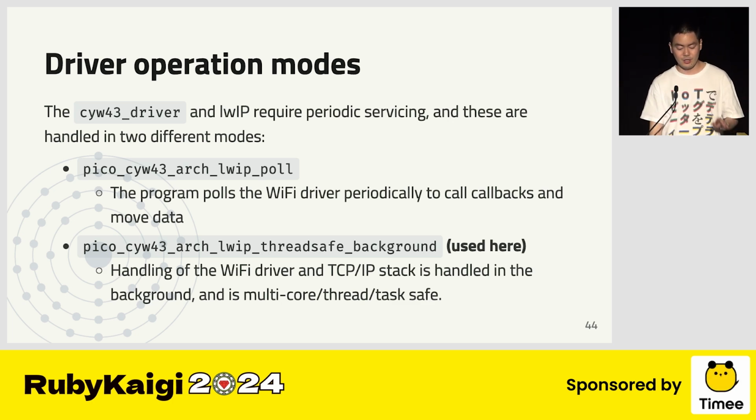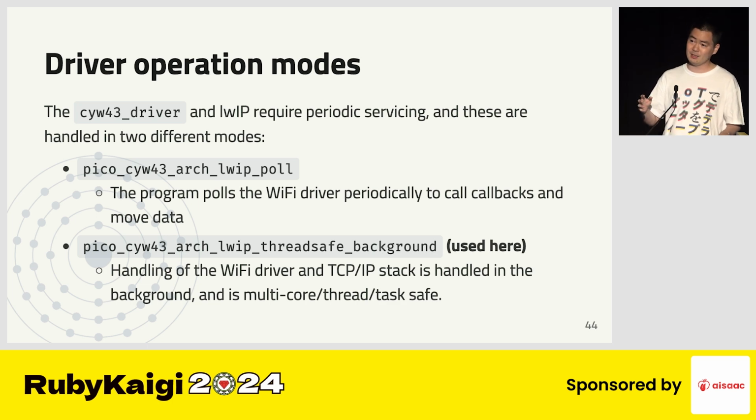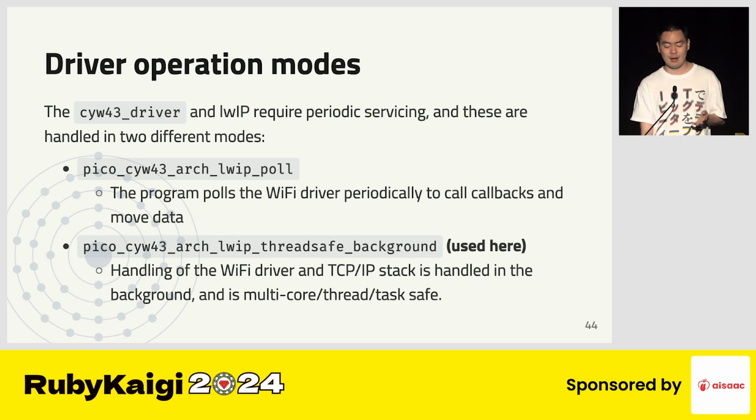And these are handled in two different modes. The first is the Arch LWIP poll mode, where the main program has to poll the Wi-Fi driver periodically to call callbacks and move data out of the hardware. So that is very tedious. So I decided to go with the Arch LWIP thread safe background mode, which runs a background process that handles everything of that. The handling of the Wi-Fi driver and TCP/IP stack is done in the background, and it's multi-core, multi-thread, multitask safe. There's also an option to use a real-time OS, FreeRTOS, but it is overkill to just use it for Wi-Fi, so we didn't go with that.